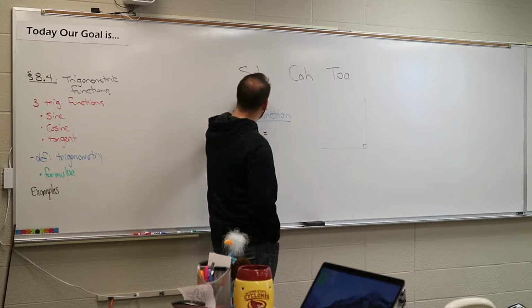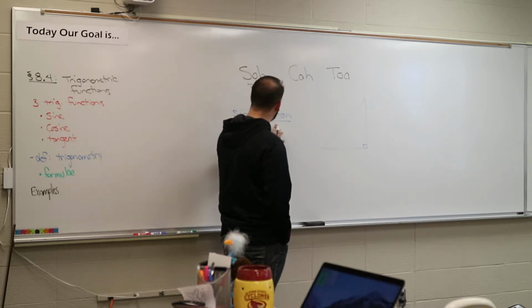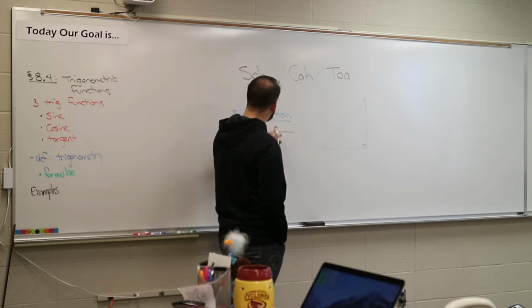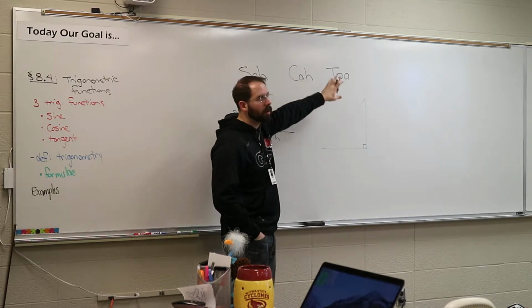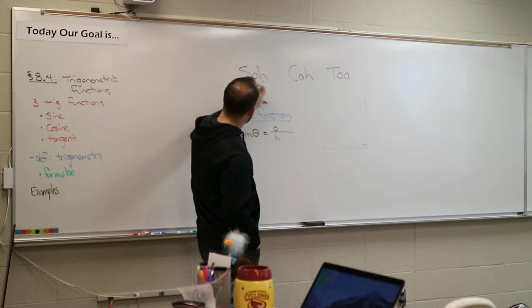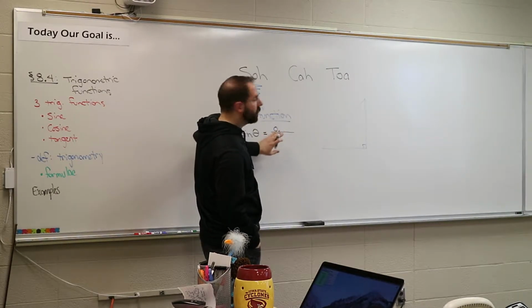Now what does this stand for? The O and H. The O goes on the top of the fraction, and the H goes on the bottom. That's how all three of these are going to work. The second letter will always go on the top of a fraction. The third letter always goes on the bottom.